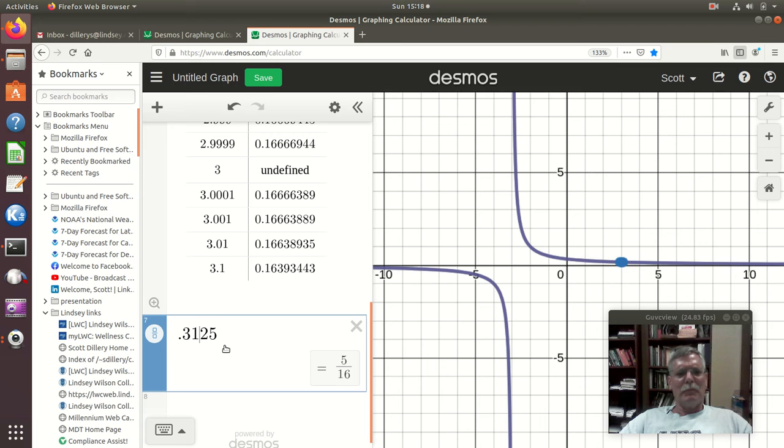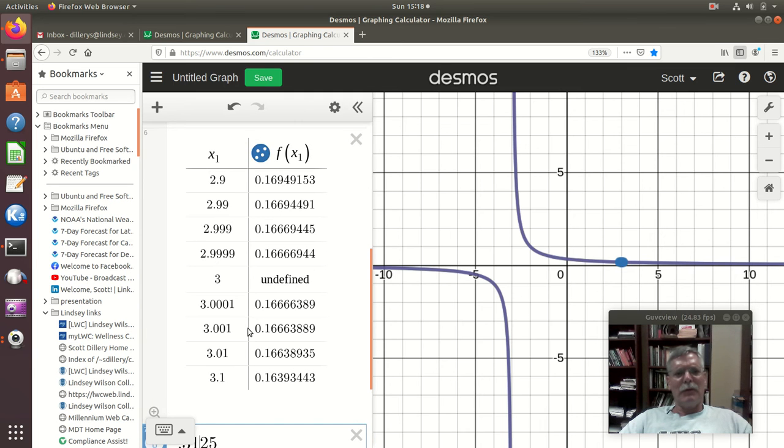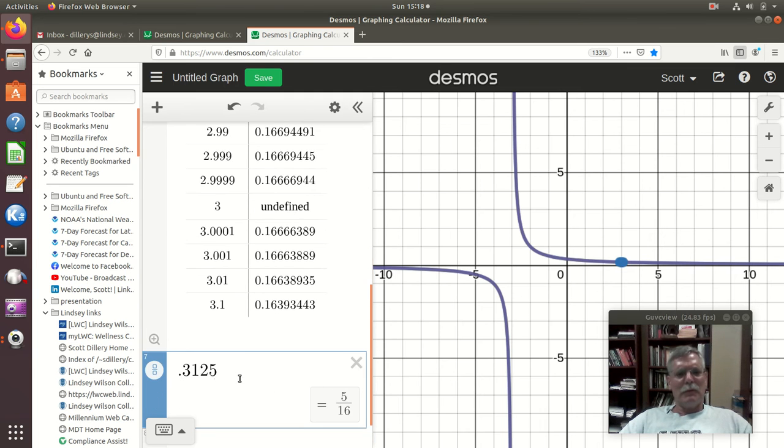That's something that maybe I see once in a while, 16ths, because I do a lot of woodworking and so forth. So 0.3125 is 5/16. So the fraction can work nicely. Unfortunately, it did not up here.